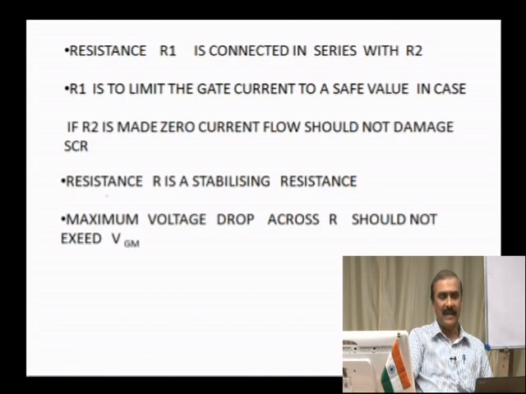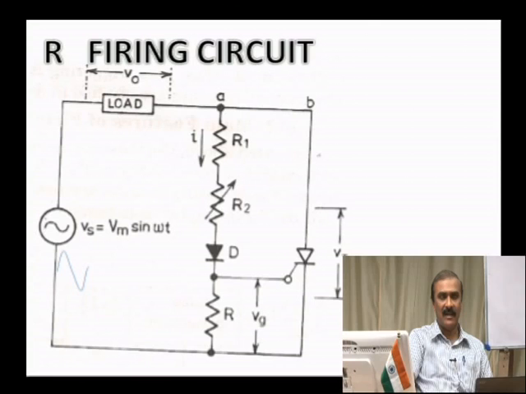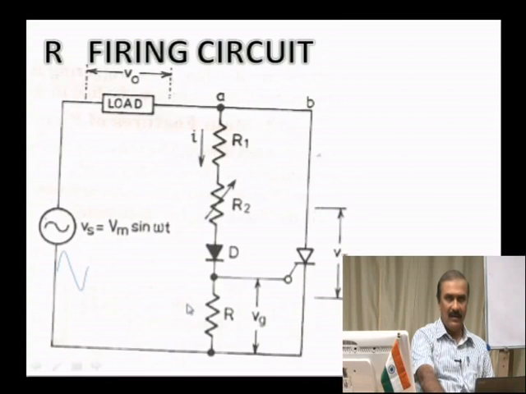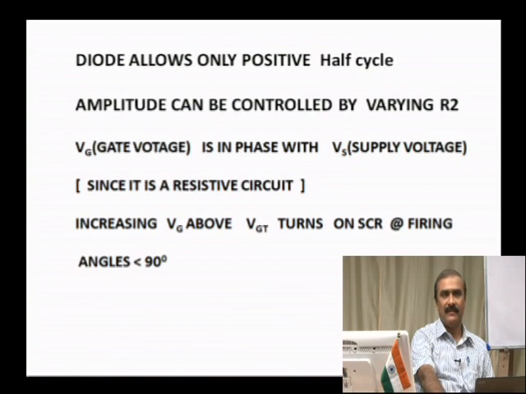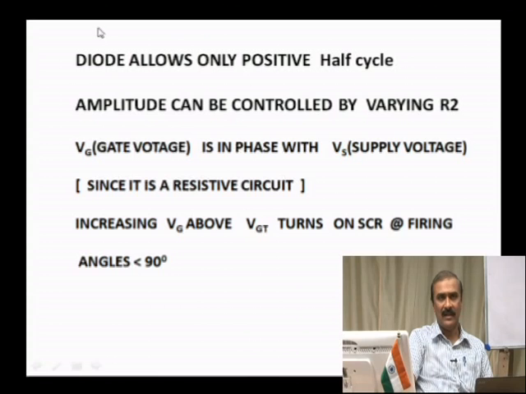Now, the maximum voltage drop across R should not exceed VGM. Maximum voltage drop across R means this one. So, this should not exceed the maximum gate voltage. This has been obtained from the gate current characteristic graph I just discussed. Now, you can see the diode connected in series with the circuit. This diode is a half wave rectifier which allows only positive half cycles. The amplitude of this can be easily varied by resistance R2.